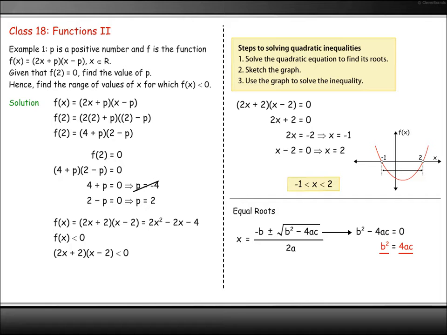Move the minus 4ac across. The quadratic equation ax squared plus bx plus c is equal to 0 has equal roots, or one root, if b squared is equal to 4ac.